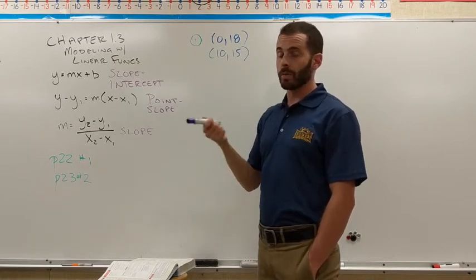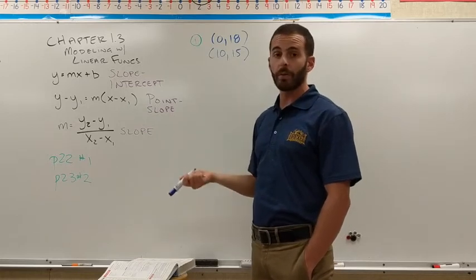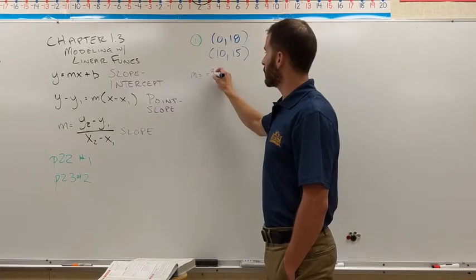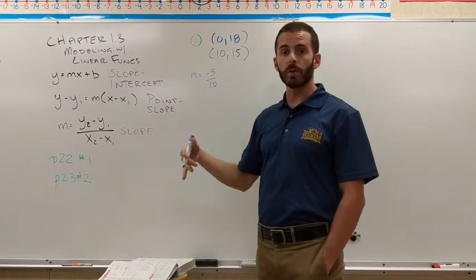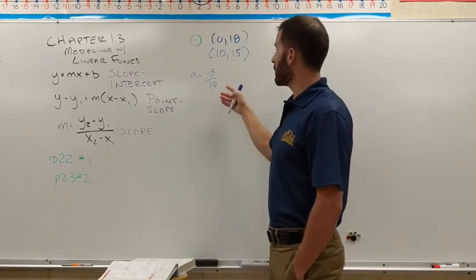If you want, and I really do recommend this, go ahead and look at the graph. You'll see that it goes down 3 to the right 10. So my slope is -3/10. Remember, it's rise over run, so it's going down, so negative, down 3 to the right 10, so positive 10.